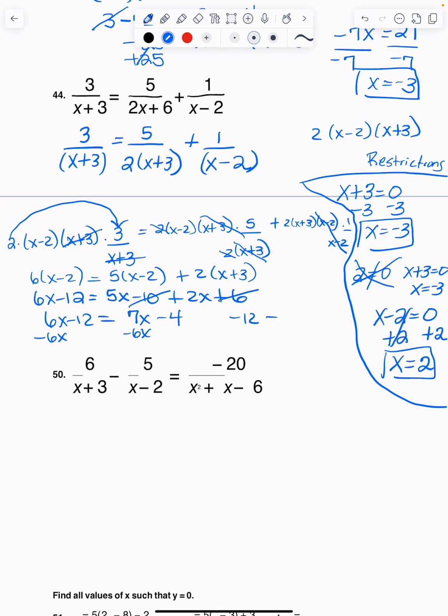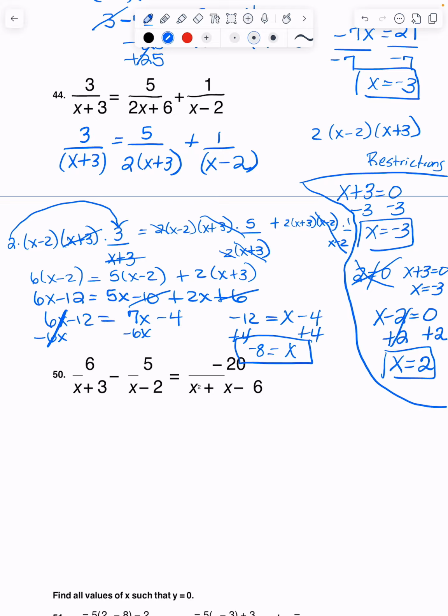So negative 12. That's what I get when I cancel out the minus 6x. 7x minus 6x gives me 1. And I get x minus 4. I'm going to add 4 to both sides. And I get x equals negative 8. All right, since negative 8 is not negative 3 or positive 2, this is a good answer. And I'm going to be able to use negative 8.